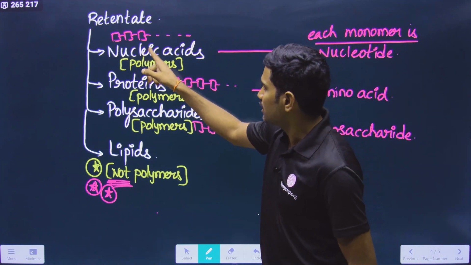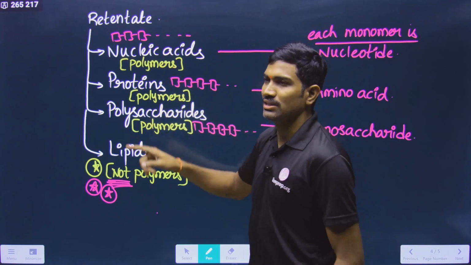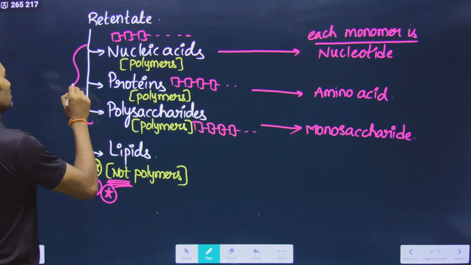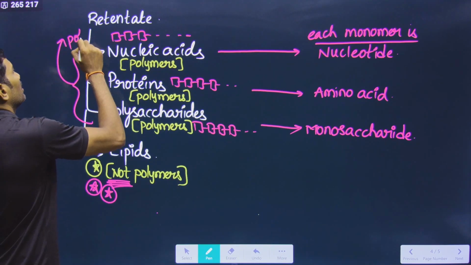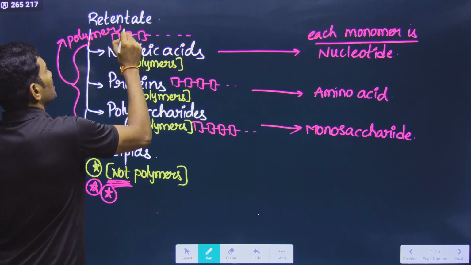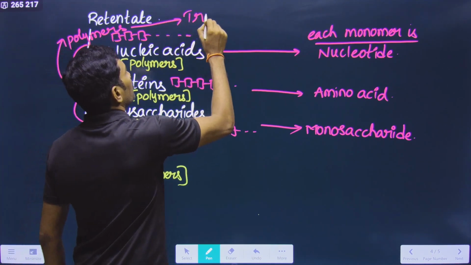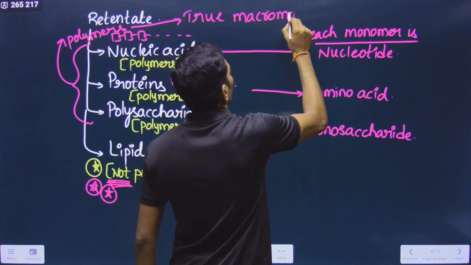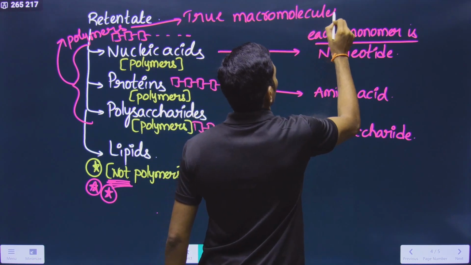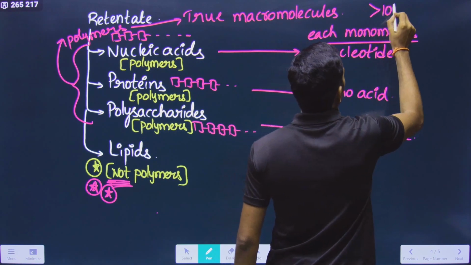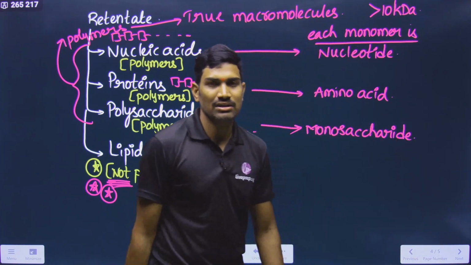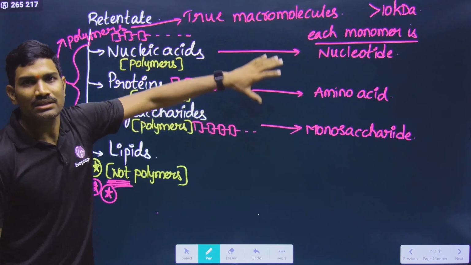And here if you see nucleic acids, proteins, polysaccharides, these are the original polymers. These three are polymers. That's why they are true macromolecules. True macromolecules. And their size is more than 10,000 kilodaltons. These three.